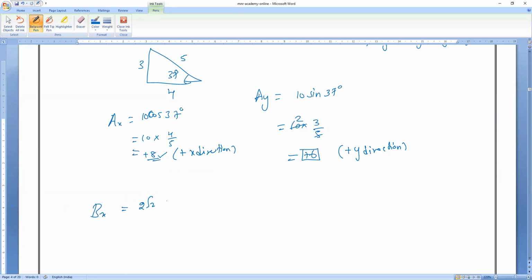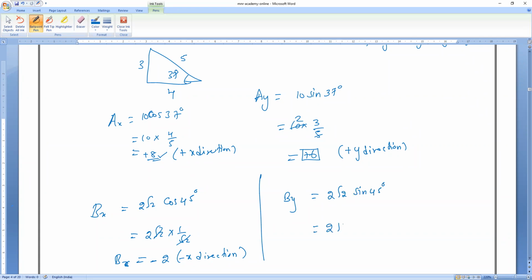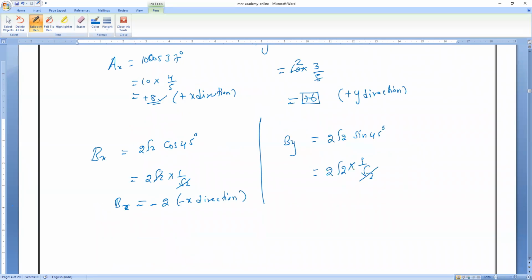Next, Bx and By. Bx is equal to 2 root 2 cos 45. The cos 45 value is 1 by root 2, so root 2 and root 2 get cancelled, and Bx equals 2, but it is in the minus x direction, so minus will come. Next, By is equal to 2 root 2 sine 45. Sine 45 and cos 45 have the same value, 1 by root 2, so By is 2. Is it plus or minus? It is the positive y direction. Clear?